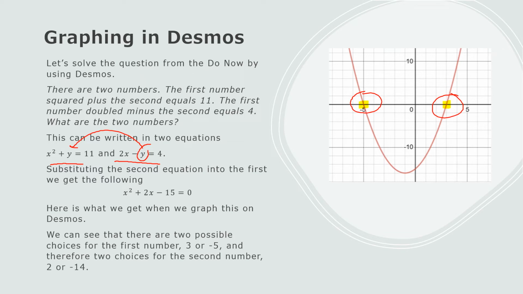The first number could have been 3 or -5, and by consequence, the second number must have been 2 or -14. So you might have figured it out. 3 and 2 works. 3 squared plus 2 equals 11, and then 2 times 3 minus 2 equals 4. So 3 and 2 work, but actually also -5 and -14 also work.